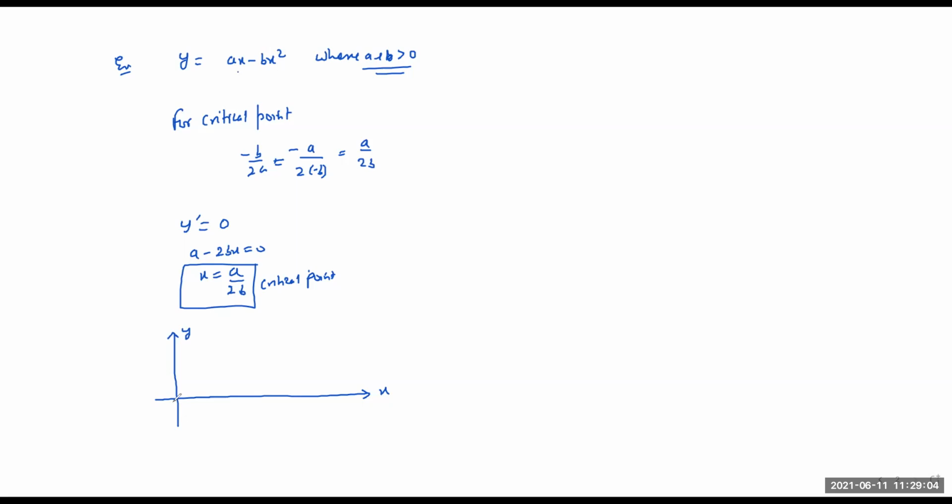If I put x equals to 0, y should be 0. Correct. So the graph will be beginning from the origin. It will go up, will become maximum, will go down, and will continue this way. I can continue this way also. So mathematically, this is the graph, and the answer which you got is this value.